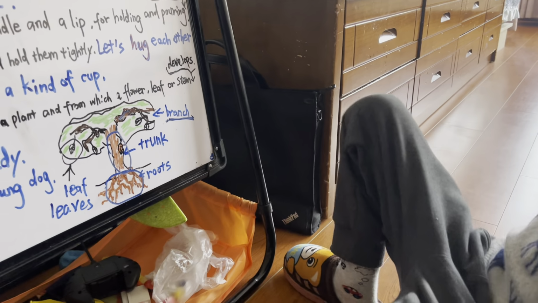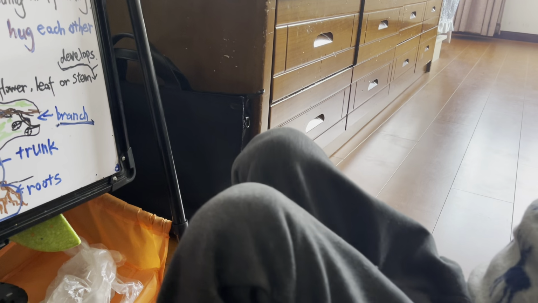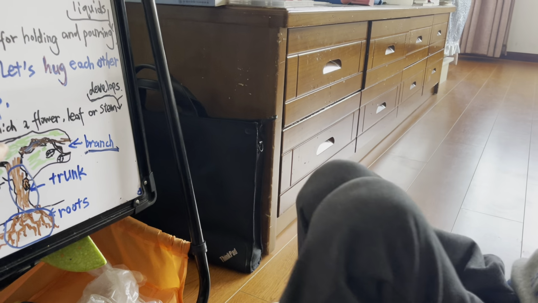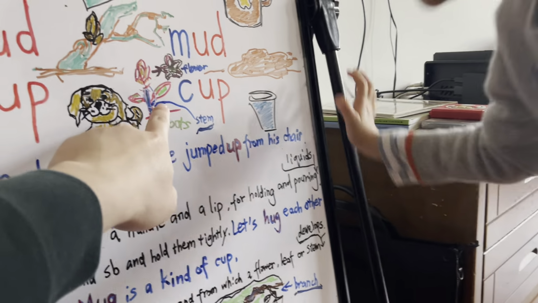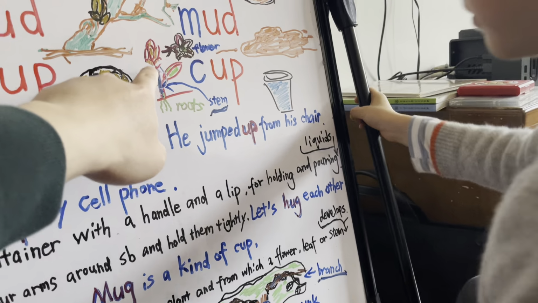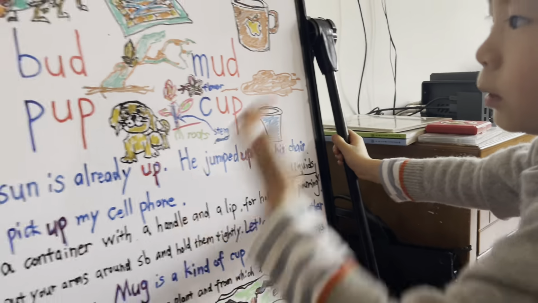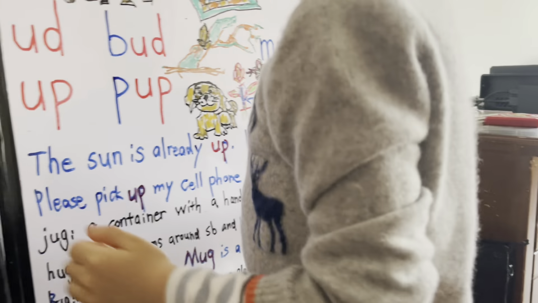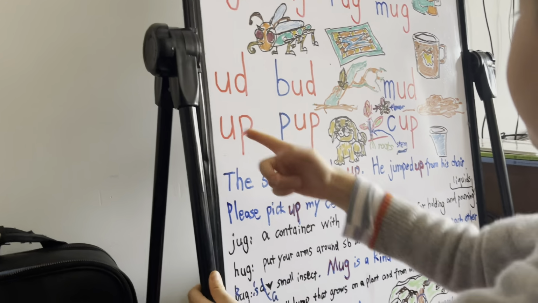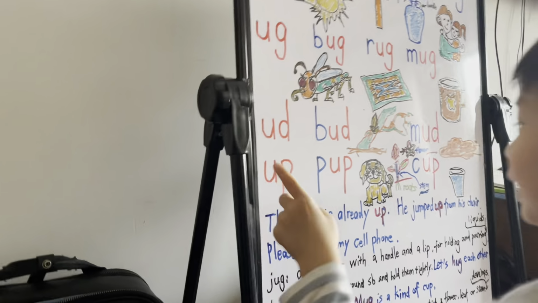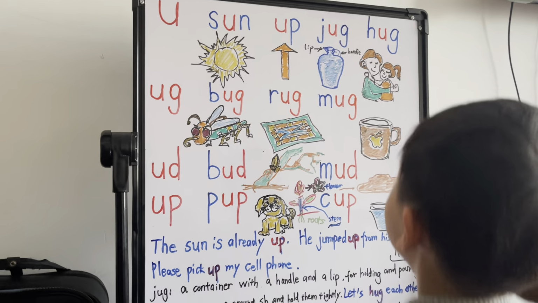And what's this? Leaves. One leaf. A lot of leaves. And this is a branch. And can you see the plant? This part is called stem. Yes, the bud will become a flower if the plant grows up. Up. 这两个都是 up. Remember this sentence.